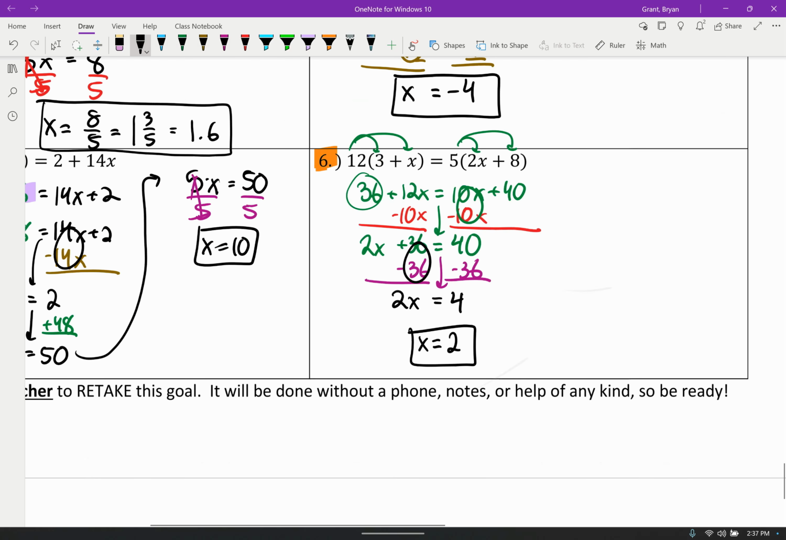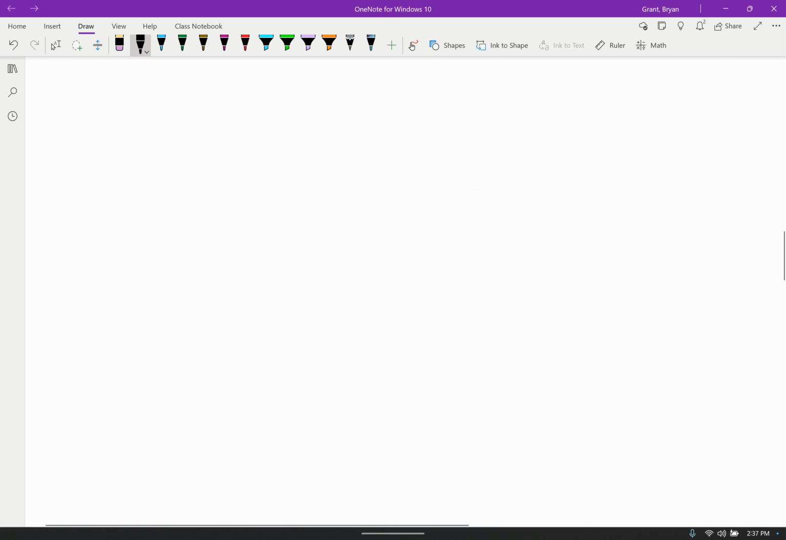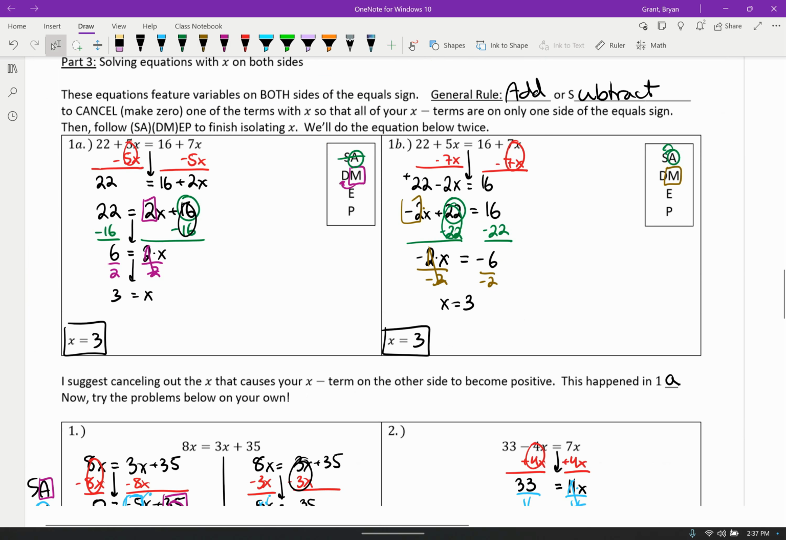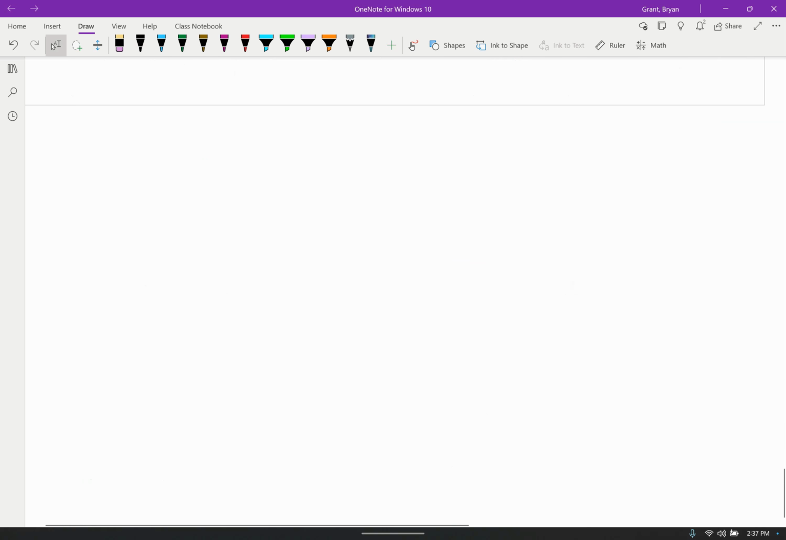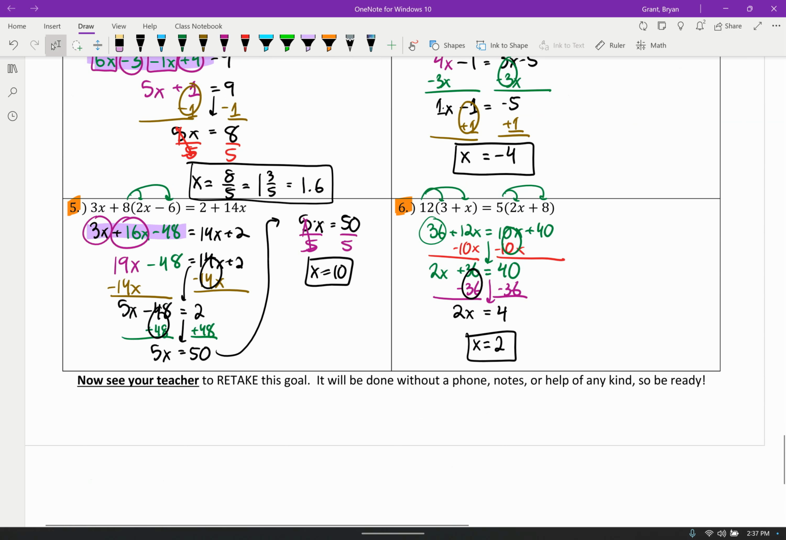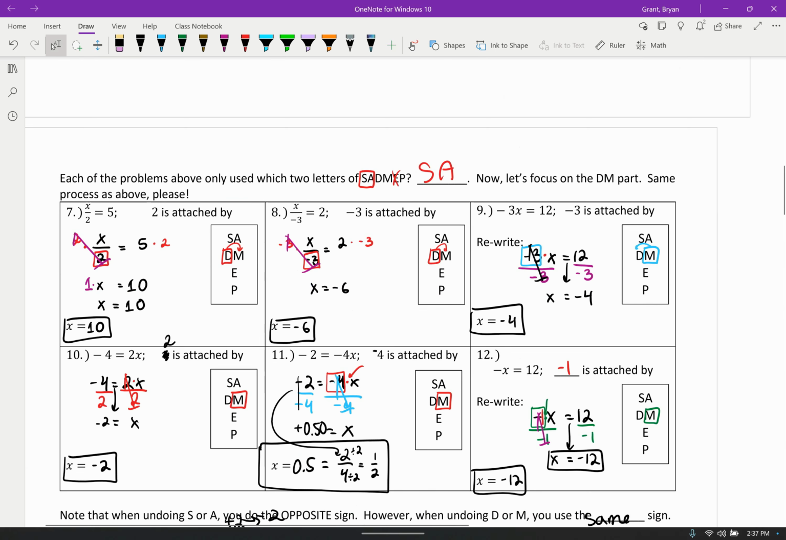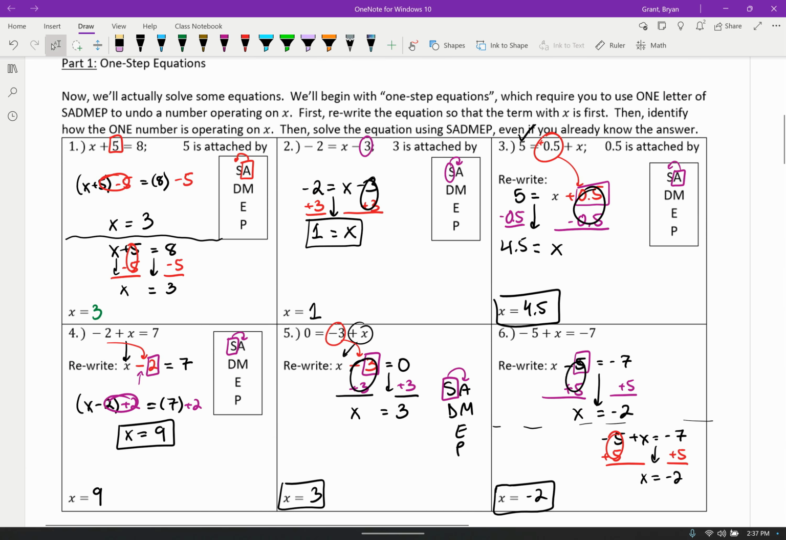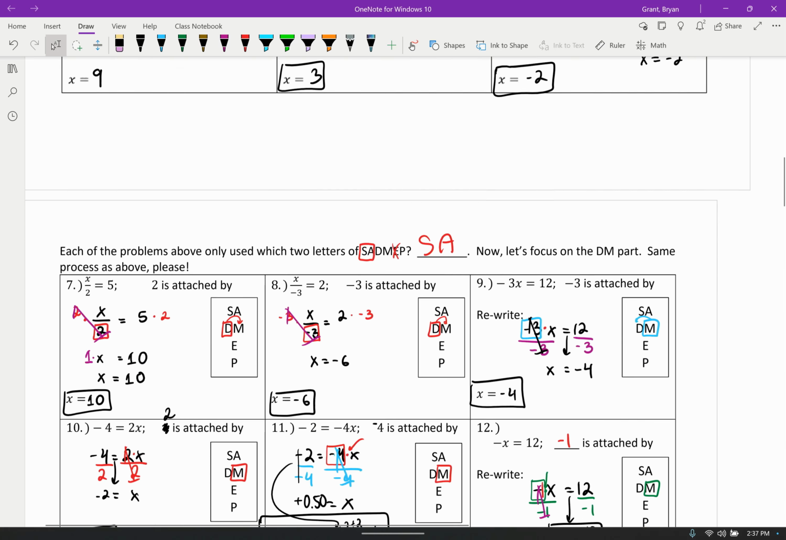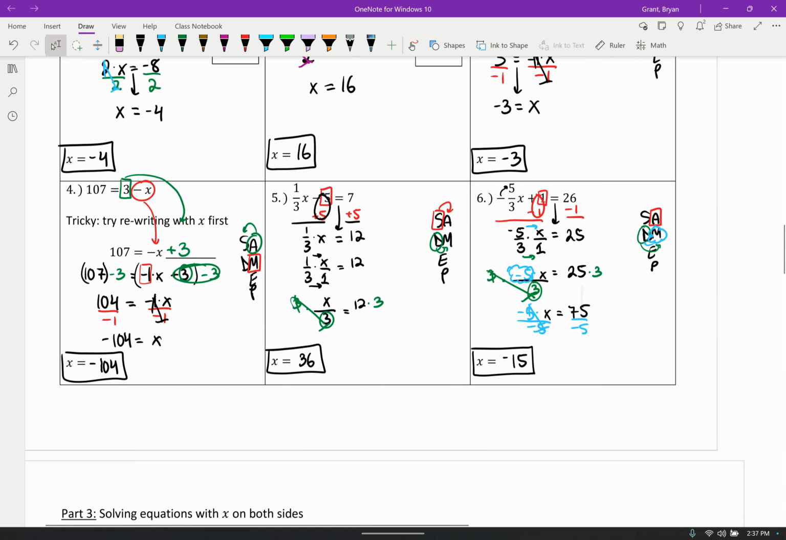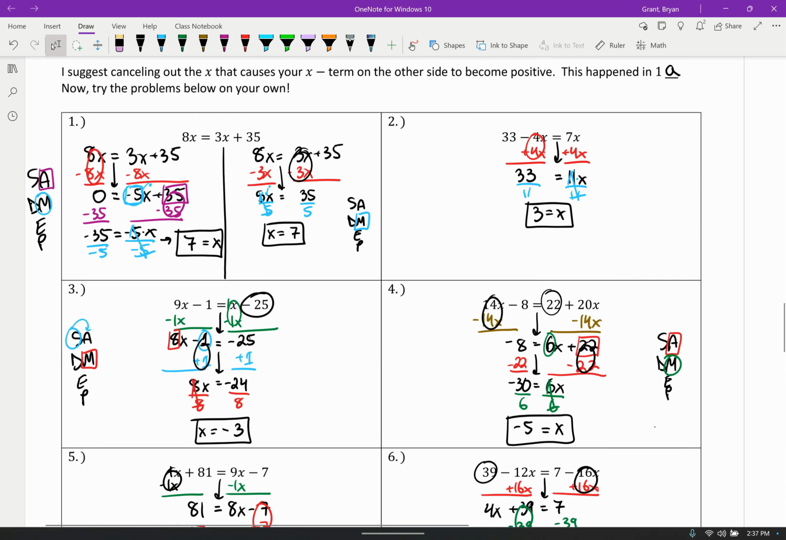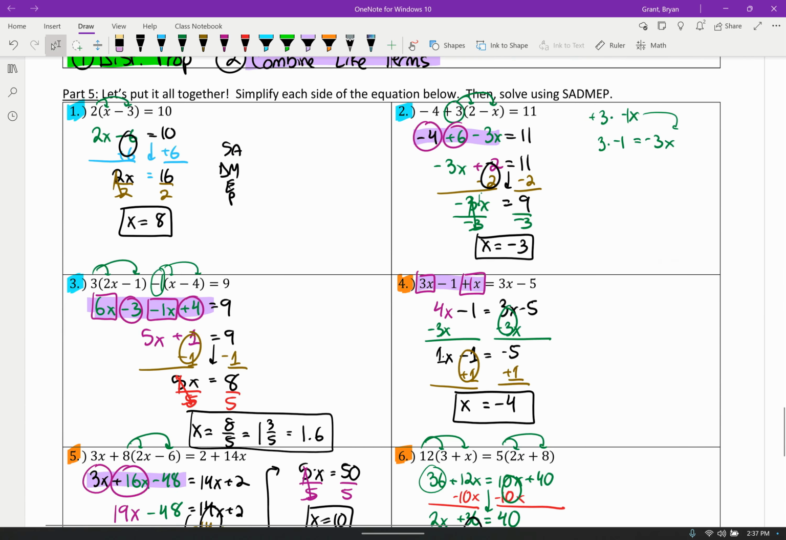All right, so I apologize for how long this video ended up being, but I really wanted to do justice to how to solve all these types of problems. But at this point, you are now ready to see your teacher to retake this goal of solving equations. So we had all these different pieces. You should expect all of these to be on your retake, but not that many problems, right? There might be one problem from each part, so maybe 5 or 6 questions should be good.